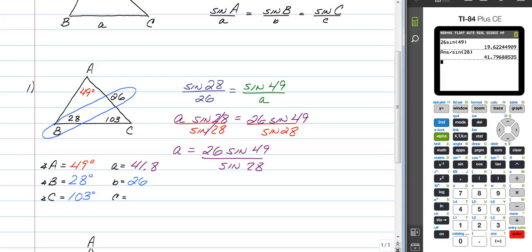So what I would like you to do is pause the video, set up the proportion you would need to solve for little c, use your calculator and see if you can get it. As soon as you're ready to see if you did it right, click play and we'll go through it. Giddy up!